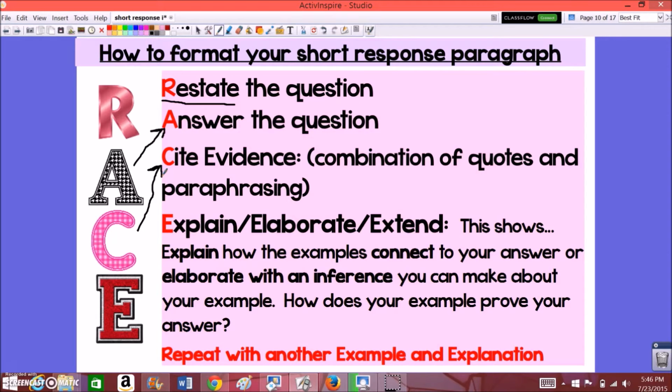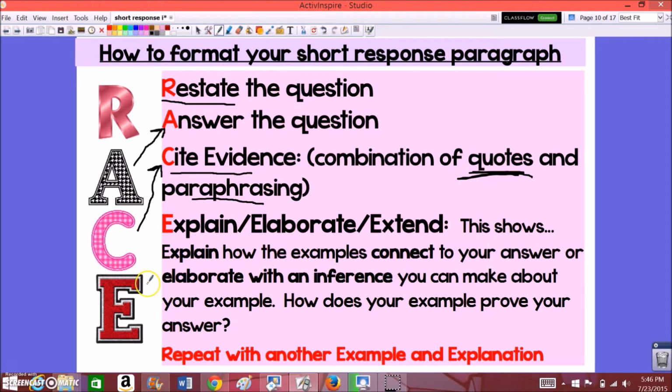Now, your evidence should be a combination of quotes and paraphrasing. It could be just quotes. It could be just paraphrasing. Unless the question specifically tells you to cite, there is nothing wrong with paraphrasing. However, cited evidence, quoted evidence, is always the strongest.